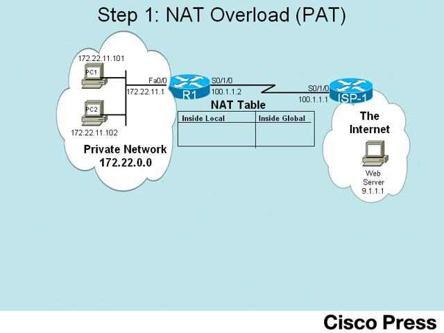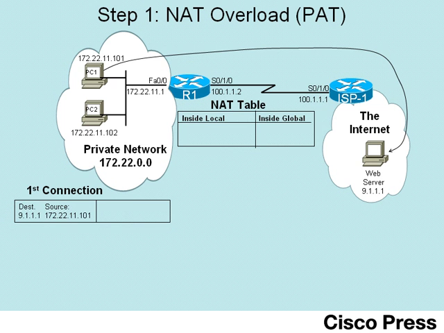Next, in order to get a much better understanding of how NAT Overload works, we'll take a look at two different TCP connections. The first connection goes from PC1 on the left to the web server on the right. The lower left-hand side of your screen shows the packet that's sent from PC1 to the web server. Notice the destination IP address is the server's IP address, and the source address is the inside local address of 172.22.11.101, or in other words, PC1's IP address.